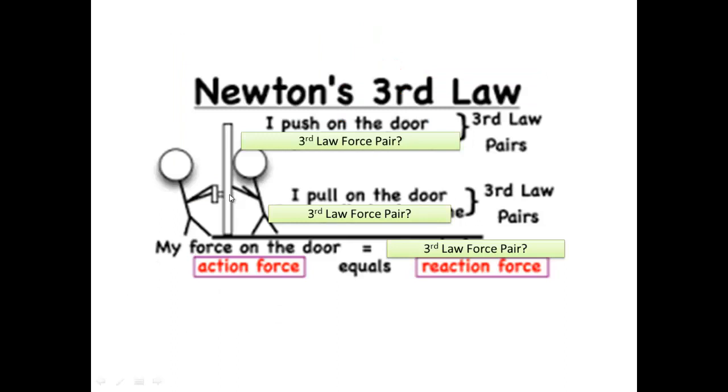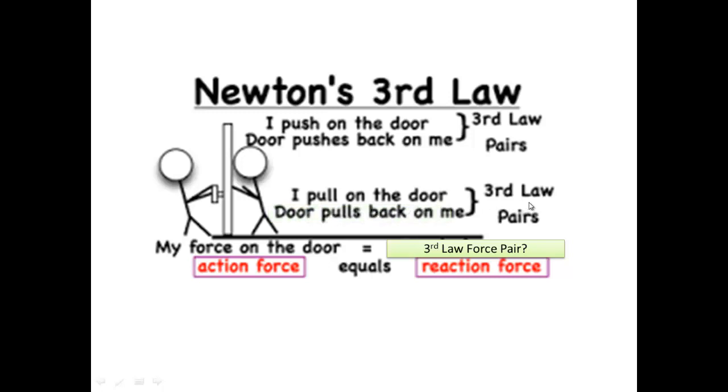This is another Newton's third law example when you're pushing the door. So, I push the door, the third law pair is the door pushes back on me. Another third law pair, if you're on the other side, is I pull on the door. The third law pair would be the door pulls back on me. So basically, my force on the door is going to be equal to the door's force on me.